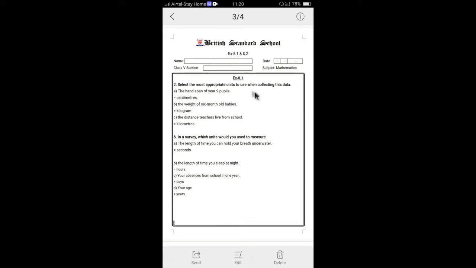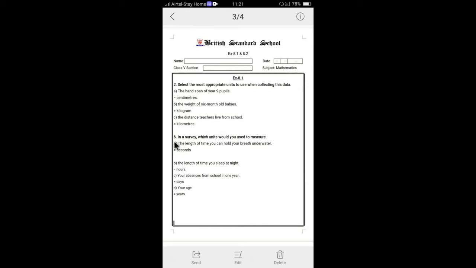So let's see the first one. They're telling the hand span of year 9 children, when you measure the hand, which is the proper unit? That's not quite big, not small, so we can use centimeter. The appropriate answer is going to be centimeter. B. The weight of 6-month-old babies. Obviously kilogram, or gram, so kilogram. The distance a teacher lives from school. Distance, it's between 1 or 2 places you're measuring, so in that case you have to write kilometer.